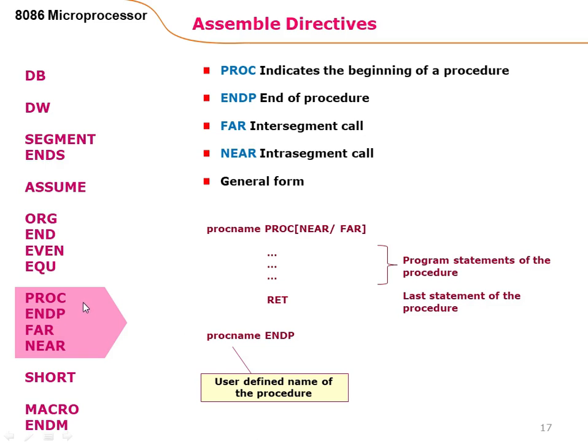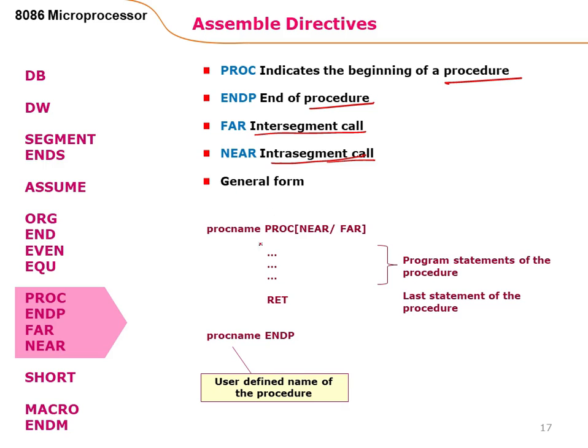Next is PROC, which is used to indicate the beginning of a procedure. ENDP is used to indicate the end of a procedure. FAR means inter-segment call. Suppose we are accessing data from one segment to another segment, or the code is not stored in a single segment, then we will use FAR. NEAR means intra-segment: within the segment, we transfer the instruction pointer.